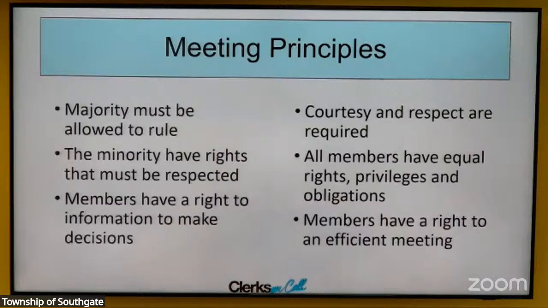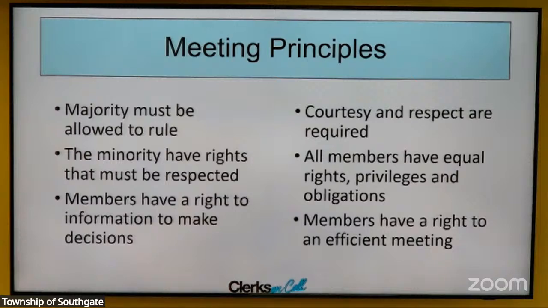So this slide outlines the meeting principles that have been incorporated into Southgate's new draft bylaw. And these principles really are fundamental and are used by many different municipalities in Ontario. And they include that the majority must be allowed to rule. The minority have rights that must be respected, and they must be heard too. All members have a right to information to help make decisions. Courtesy and respect are required. All members have equal rights, privileges, and obligations, and we're going to talk about that in a minute. And members have a right to an efficient meeting, and we're going to talk lots more about that throughout the presentation.